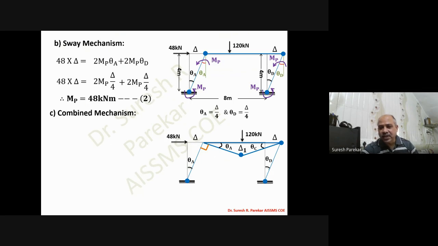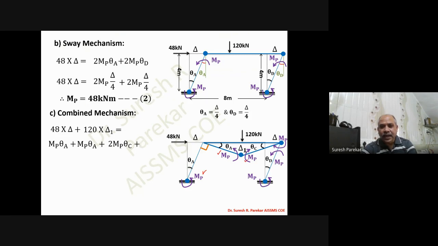Then we have this as theta C and theta D. And then if we go for the plastic moments, we have the plastic moment in this fashion. Now the external work done is 48 into delta plus 120 into delta 1. And then mp theta A, which will be this first one, then the second mp theta A will be this value. Then we have mp theta C from this and mp theta C from this, so 2 mp theta C. Theta D we have 1, 2, so we have plus 2 mp theta D.